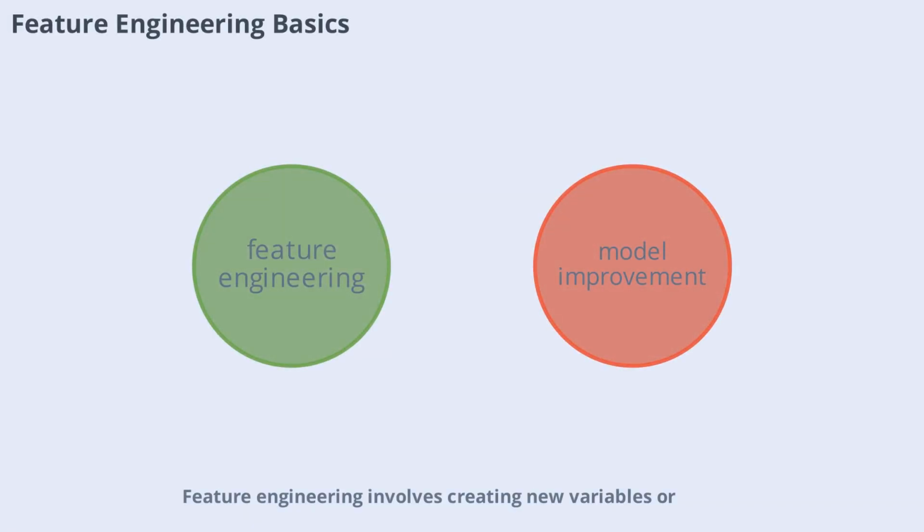Feature engineering involves creating new variables or modifying existing ones to improve model performance. This can include combining features, extracting date parts, or creating interaction terms. Thoughtful feature engineering can reveal hidden patterns and boost the predictive power of your models. Always test the impact of new features on your results.